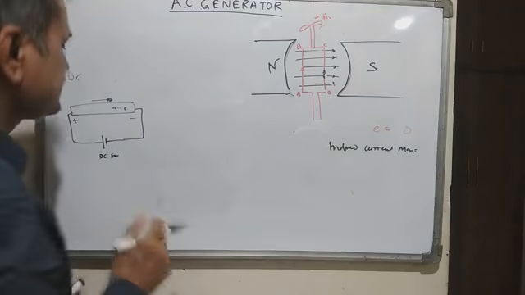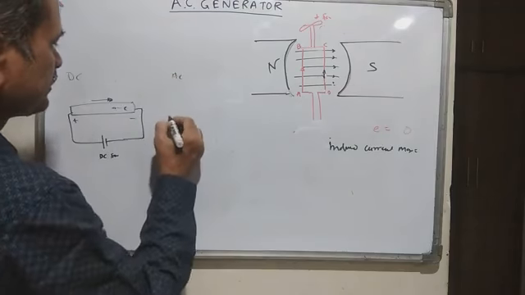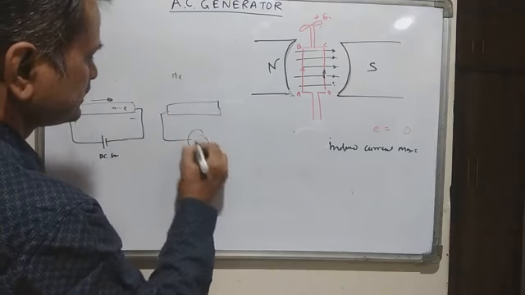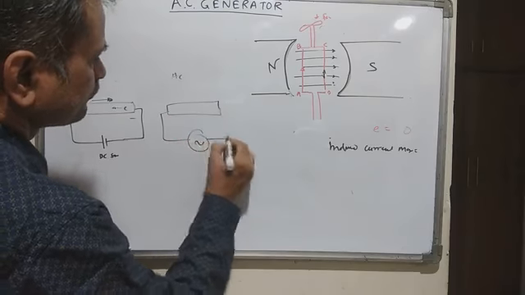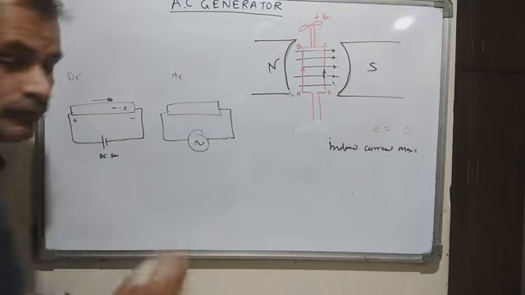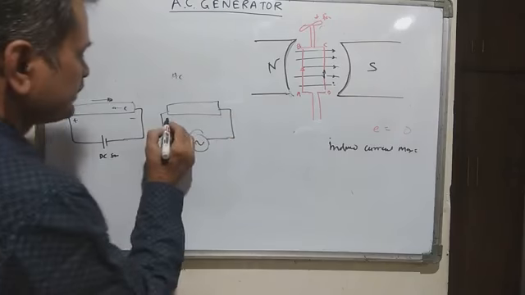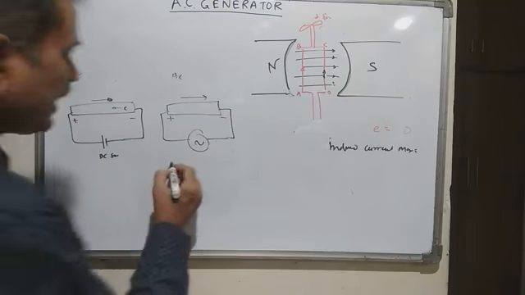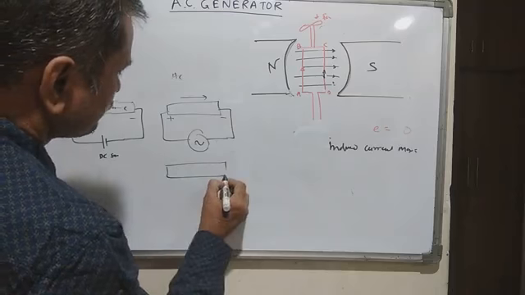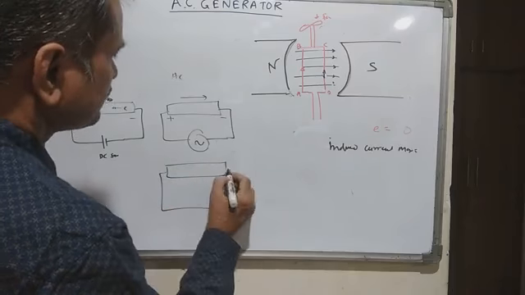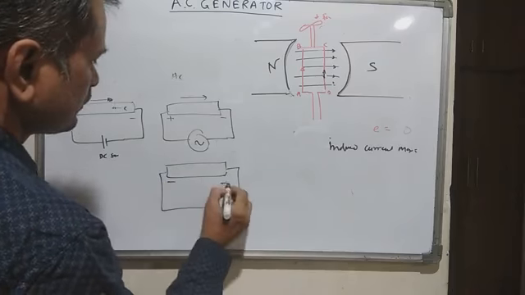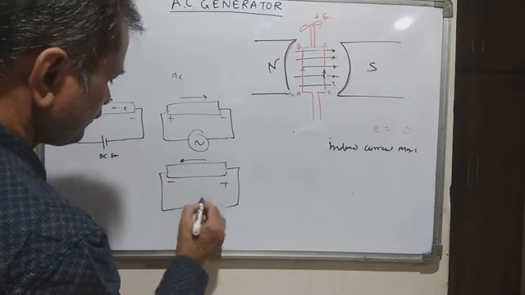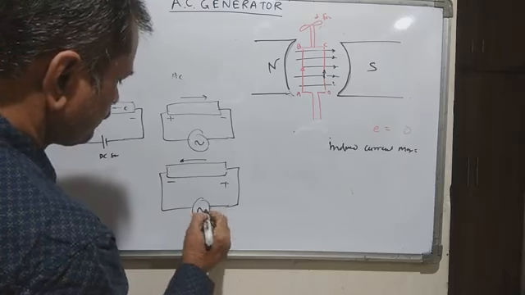Whereas in AC, what you will observe is that AC is denoted by this symbol. For the first half, the direction of current will be like this, and in the second half, the direction of current will change and it will be in this direction.